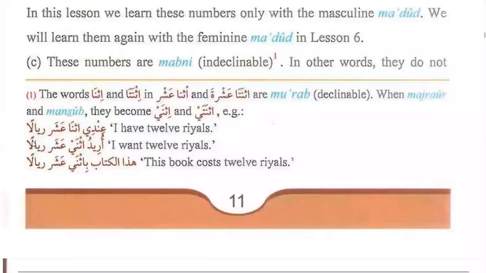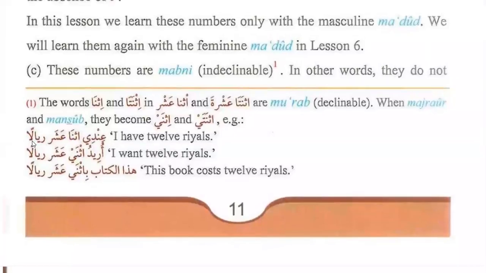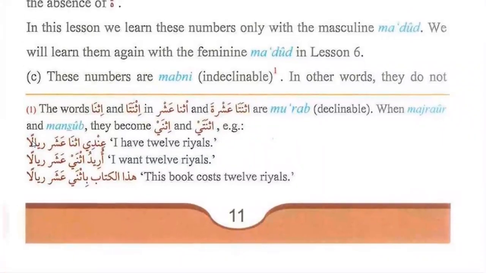The words isna and isnata in isna ashara and isnata ashrata are mu'rab and declinable. When majrur and mansub, they become isnai and isnatai. Indi isna ashara riyalan: I have 12 riyals. Uridu isna ashara riyalan: I want 12 riyals. Hadal kitabu bi isnai ashara riyalan: This book costs 12 riyals.